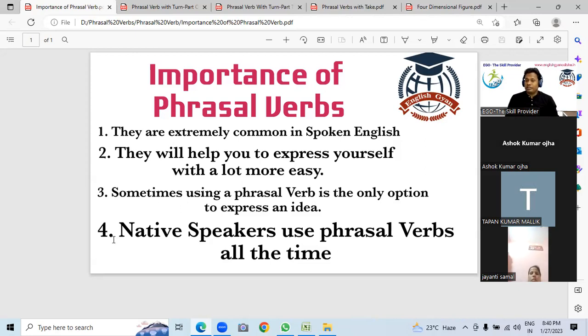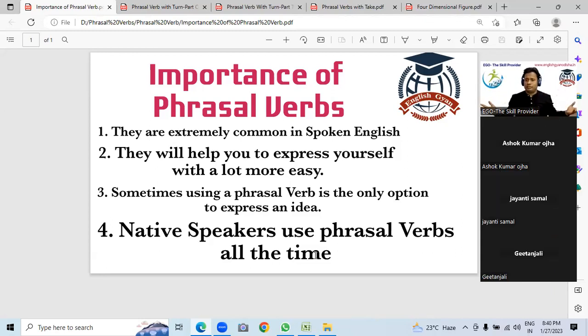And look at the fourth one that I have highlighted. Native speakers use phrasal verbs all the time. Native speakers, where English is the mother tongue, use them most of the time. They use something called phrasal verbs. Why do they use them? Because it looks very natural, confident.